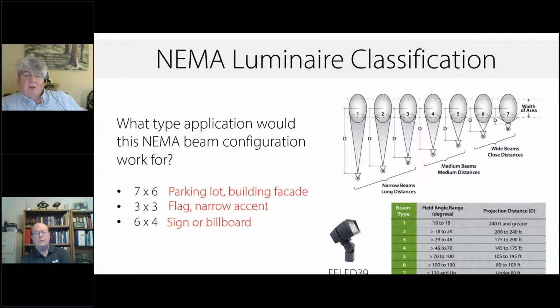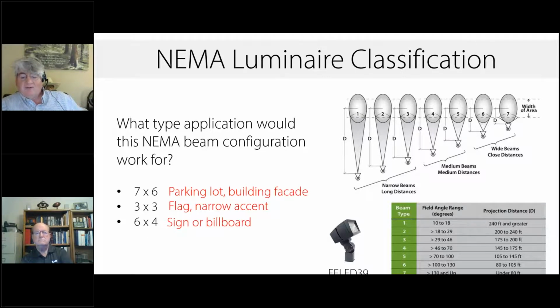Each one of these, as you can see, is broken down into about 9 or 10 degree ranges. So 10 to 18, 18 to 29, 29 to 46. They vary a little bit as you go up. And so you could have a NEMA 3 that is 29 degrees and a NEMA 3 that is 46 degrees. So if you're really concerned about having a tight spot, you want to look closely at what the actual field angle is for that fixture.